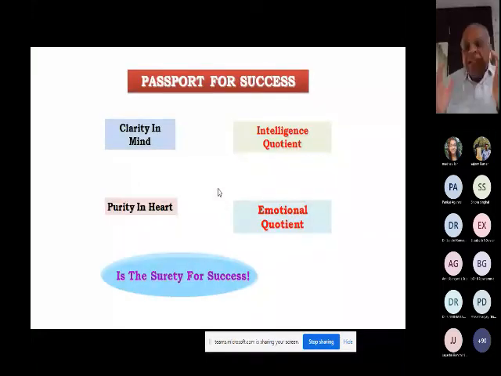Clarity in mind and purity in heart is the surety for success. It is an excellent formula for stress management. If the mind is clear about the thoughts and there are no confusions, no lack of clarity, and the heart is pure with positive emotions like love, affection, respect, empathy, sympathy, transparency, honesty, integrity, a lot of stresses can be managed with these two syndromes of clarity in mind and purity in heart.